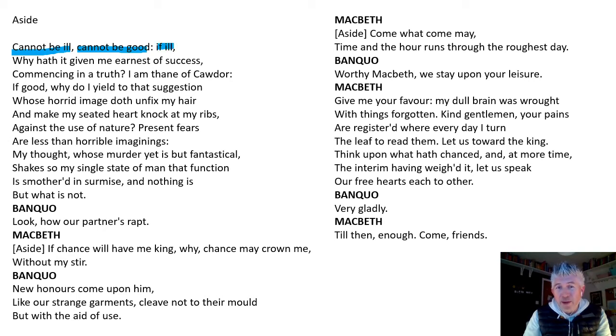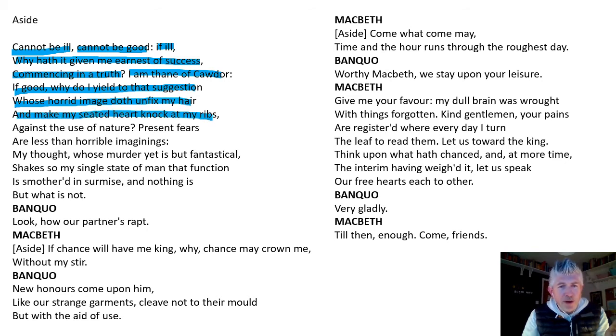If ill, if bad, why has it given me earnest of success, commencing in a truth? So if they're bad, why is it shown to be true? Because the truth's good, right, isn't it? I am Thane of Cawdor. But if it's good, why do I yield to that suggestion, whose horrid image doth unfix my hair, and make my seated heart knock at my ribs against the use of nature?